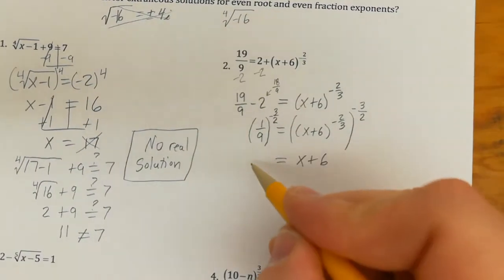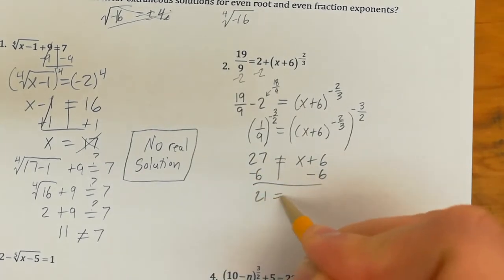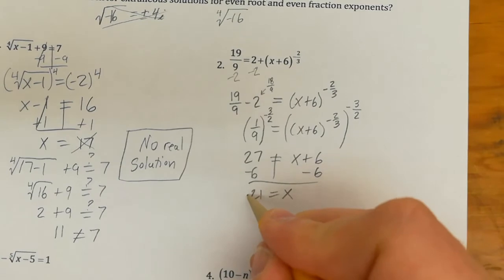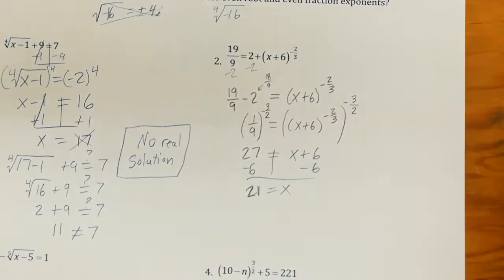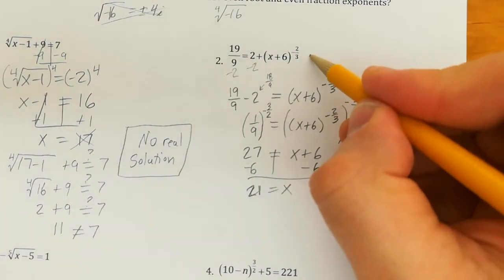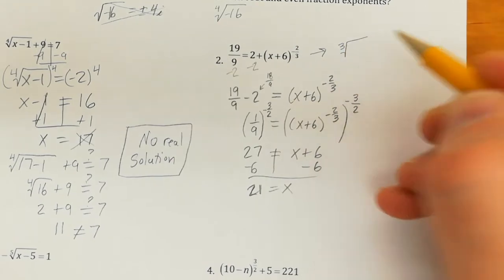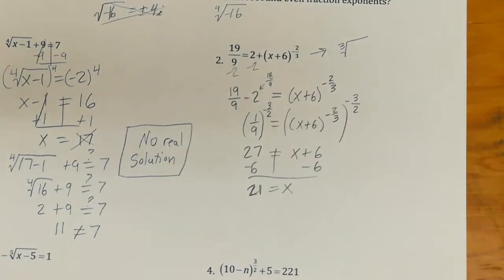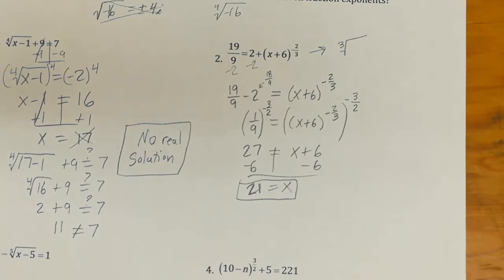Okay, so we get 27, and then we're going to take away 6 on both sides. And so I get 21 equals x. You actually don't have to check for extraneous solutions on this one because we had an odd denominator. That translates to, if you think about it, a cube root. So in cube roots, you don't have to check for extraneous solutions. You can put negative numbers into cube roots, and they turn out just fine. All right, so there we go. That is our answer there.